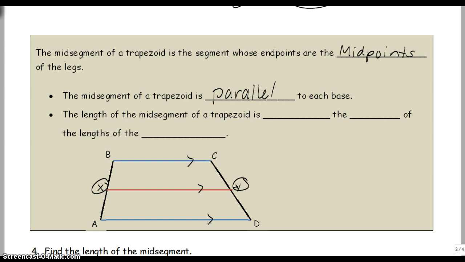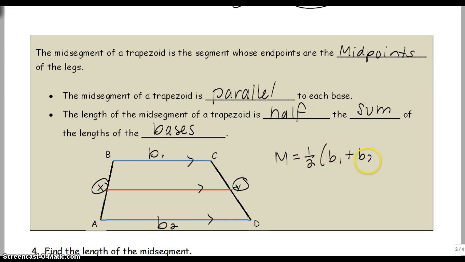The length of the mid-segment of a trapezoid is half the sum of the lengths of the bases. What that means is BC is one base, AD is a second base. The mid-segment, that red line, is half the sum of base 1 and base 2.